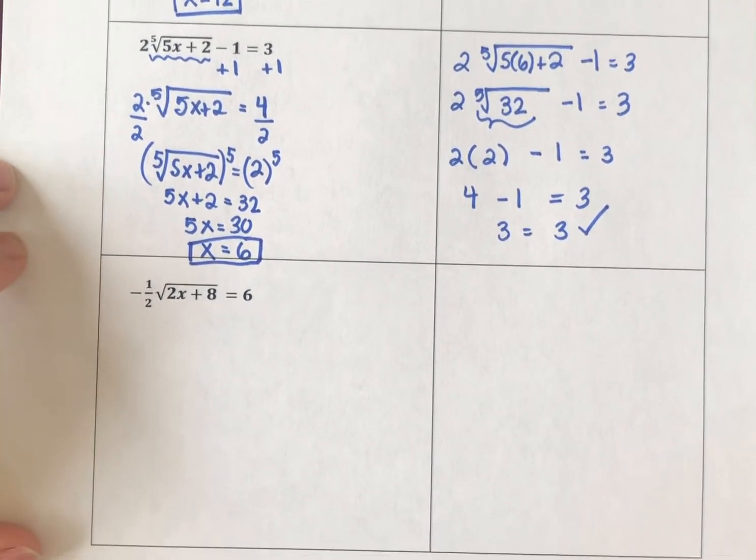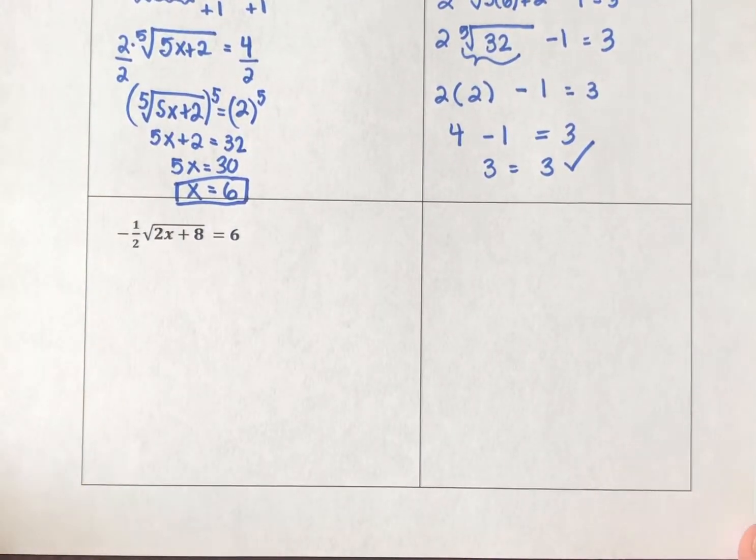Right? In my final example on this first page, I have negative 1 times the square root of 2x plus 8 equals 6.